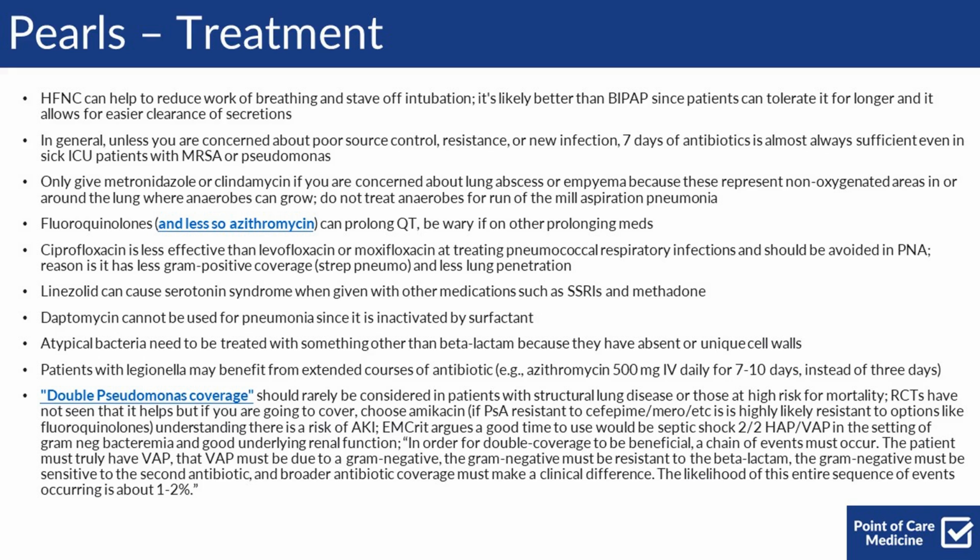Quote, in order for double coverage to be beneficial, a chain of events must occur. The patient must truly have VAP. That VAP must be due to a gram-negative. The gram-negative must be resistant to the beta-lactam. The gram-negative must be sensitive to the second antibiotic, and broader antibiotic coverage must make a clinical difference. The likelihood of this entire sequence of events occurring is about 1 to 2%, end quote. We'll link off to that great article.